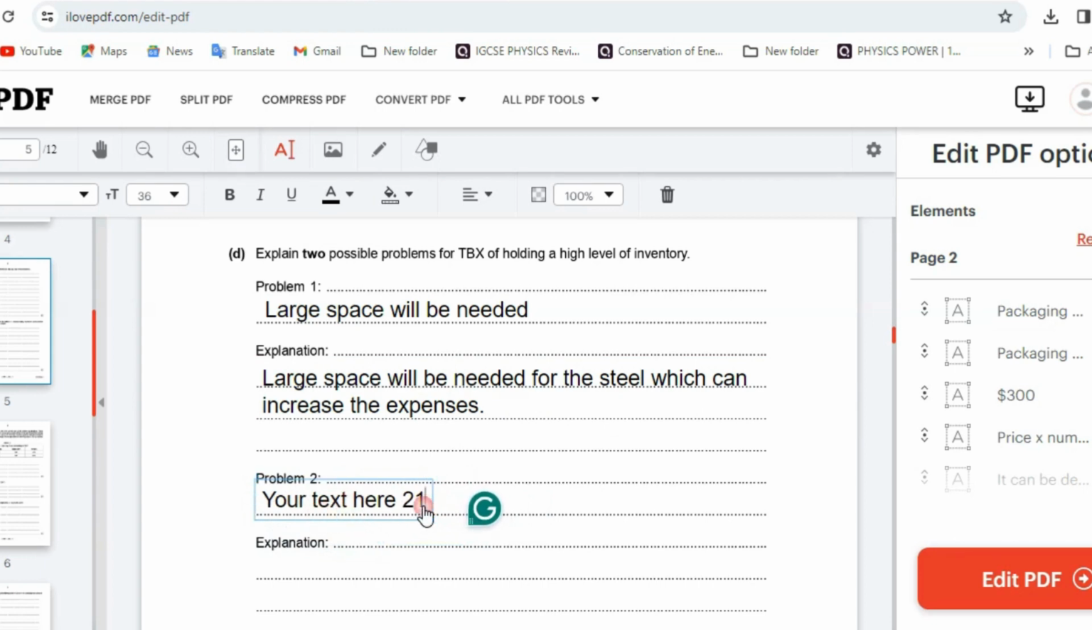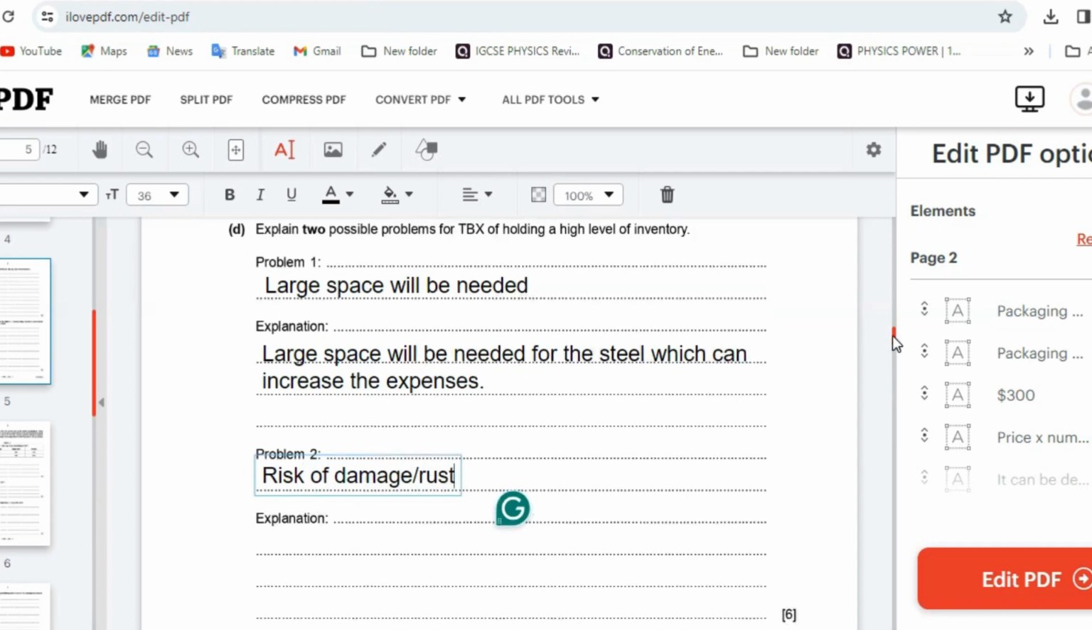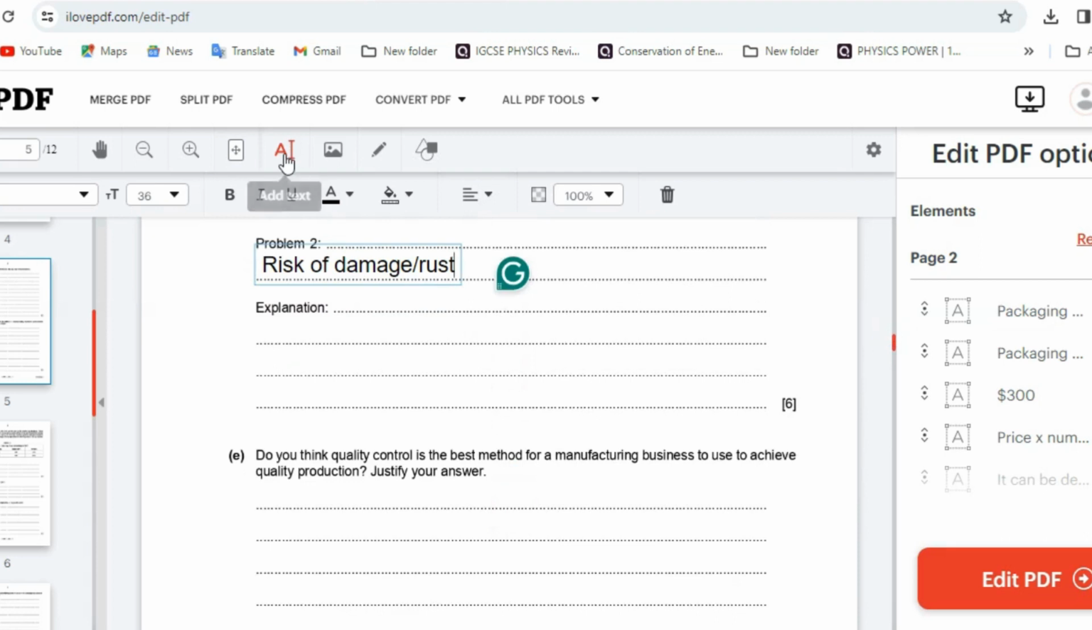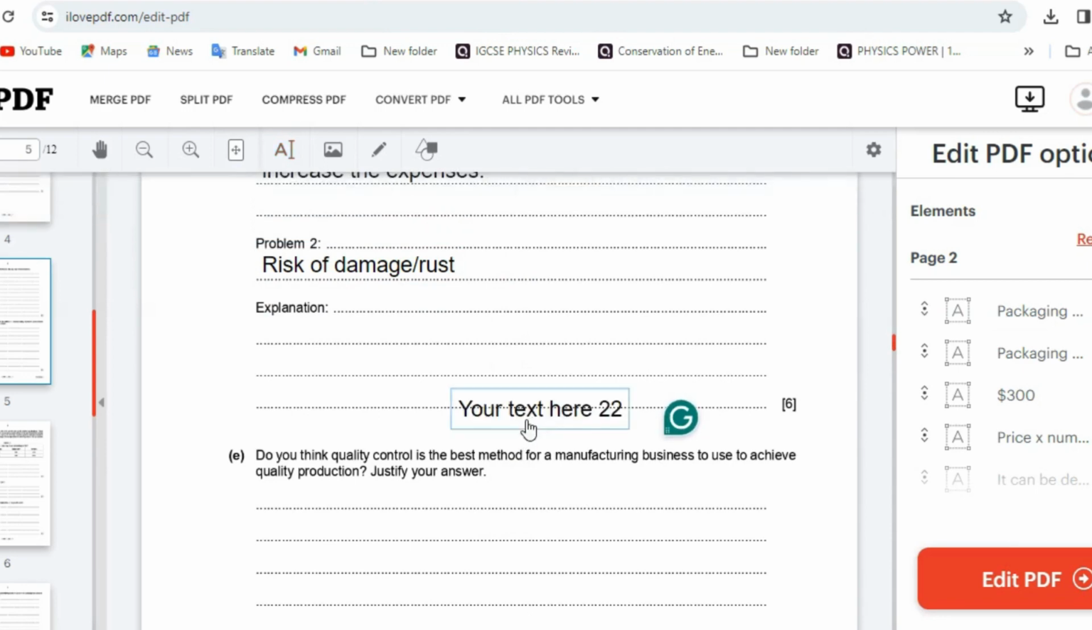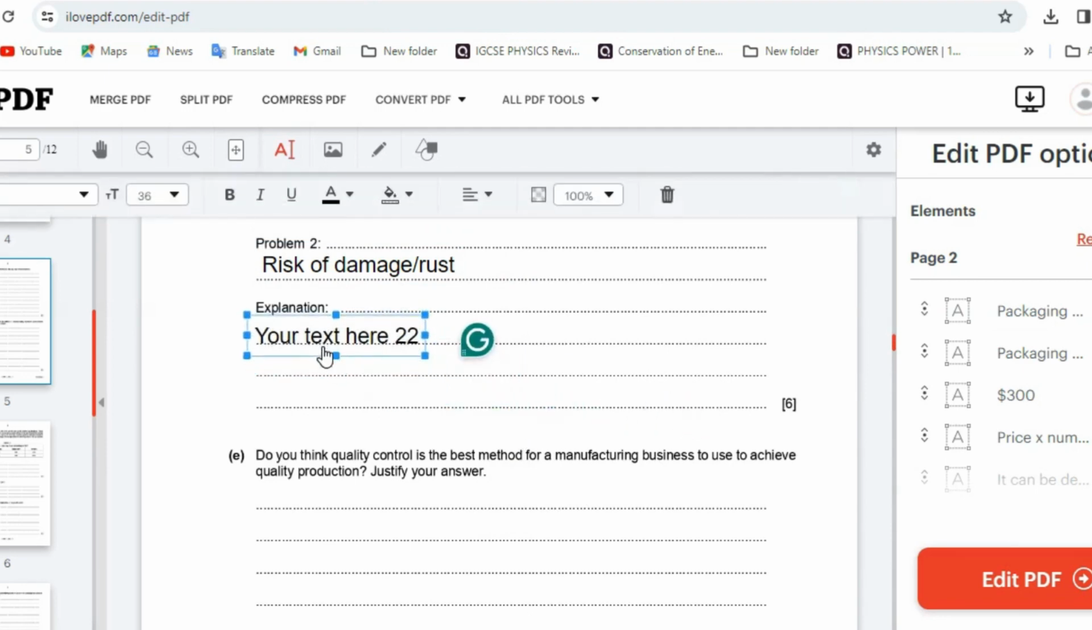Let's say risk of damage or rust. Okay, now let's just try to put an explanation out here too. Risk of damage. Let's try to put the explanation out.